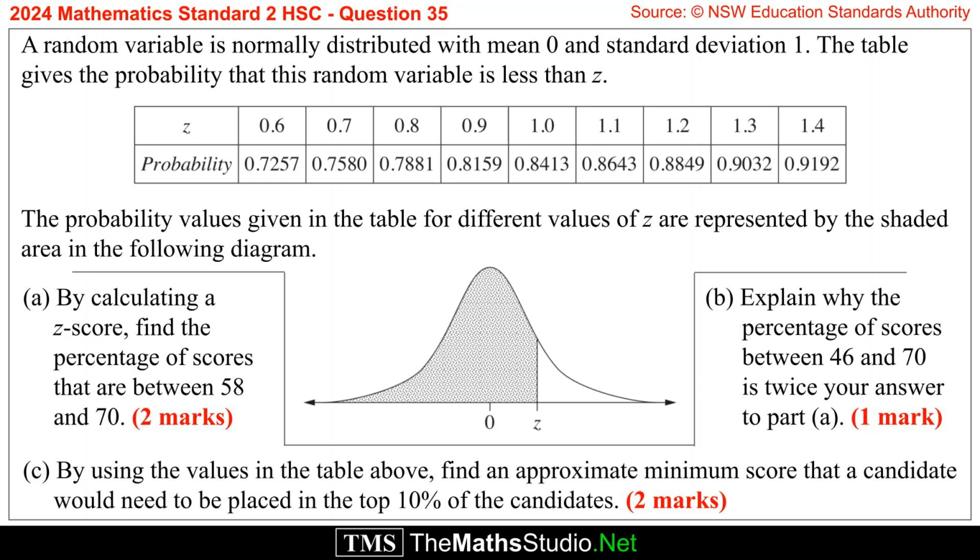and standard deviation 15. Part A. By calculating a z-score, find the percentage of scores that are between 58 and 70.